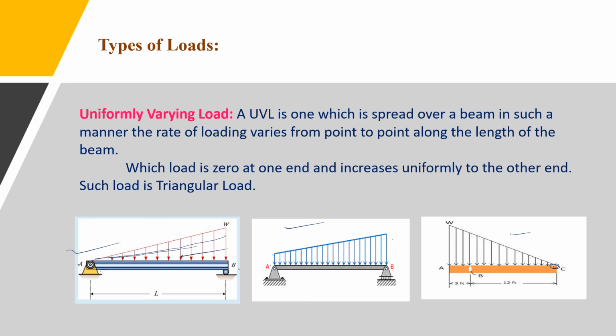And one more uniformly varying load is there. Suppose this is a beam with point A and point B. At point A and point B the load is 0, but at the center we get the maximum load. Meaning from here and from here the load increases gradually like this. The load increases up to the maximum point, then again decreases. Here also we get a triangular type of loading. So this is a type of uniformly varying load.